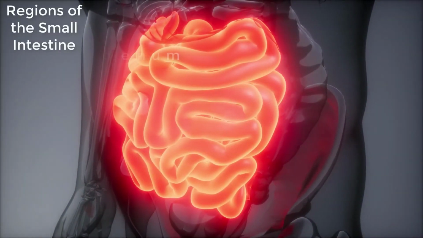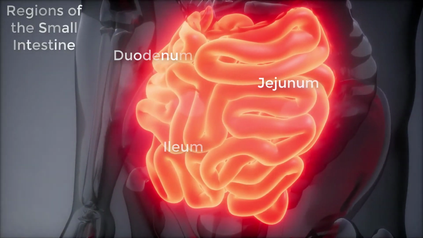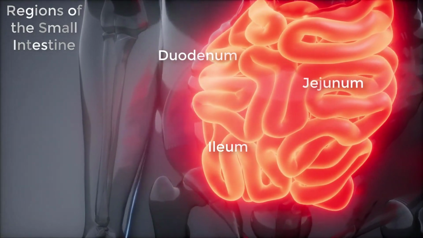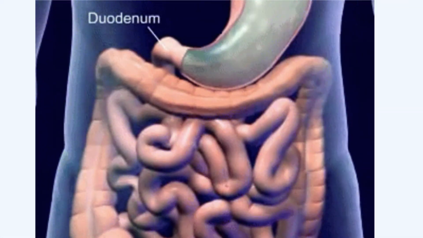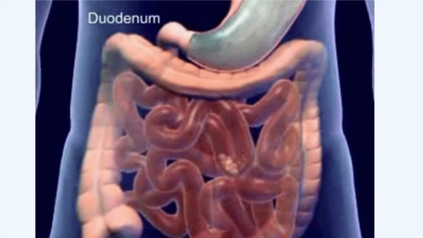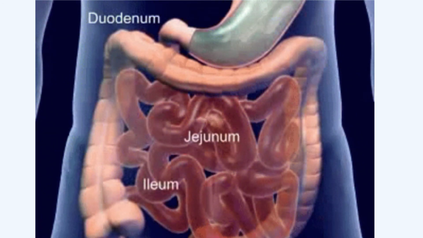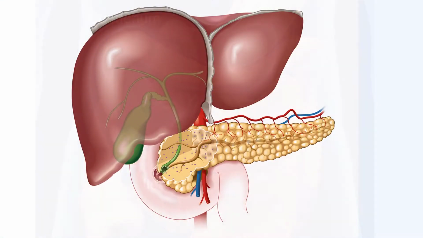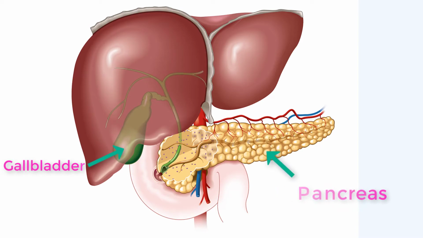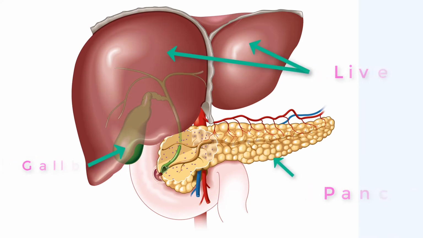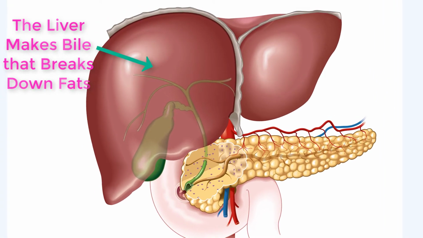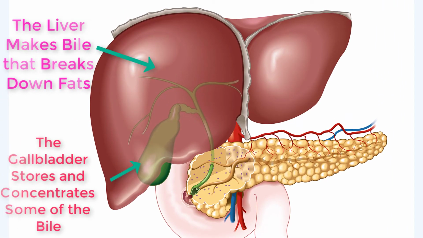The small intestine has three distinct parts. The duodenum is where it starts. Here in the duodenum is a special place where most of the chyme's digestion takes place. This is due to the gallbladder, pancreas, and liver, and the bile and enzymes that they deliver. The liver makes bile that breaks up the fat. The gallbladder stores it in condensed form.